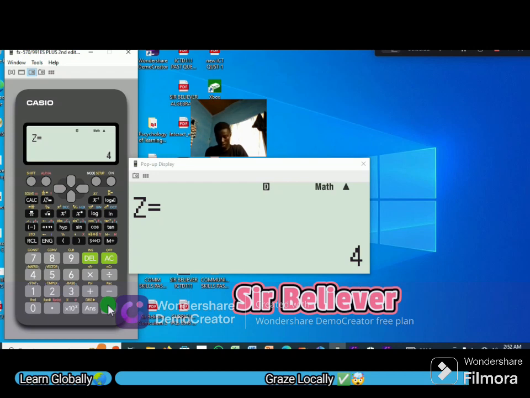Wherever you see x, you replace it with minus 3. Wherever you see y, you replace it with 2. Wherever you see z, you replace it with 4. Then try summing everything over there and see if you are going to get 11. If you get 11, then it means what you did is correct.